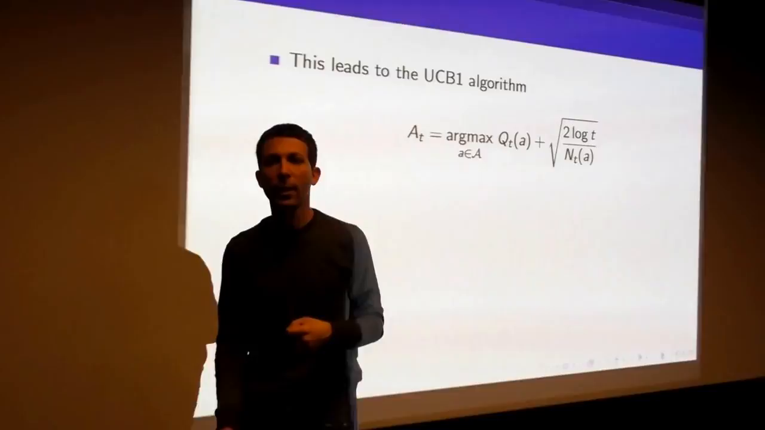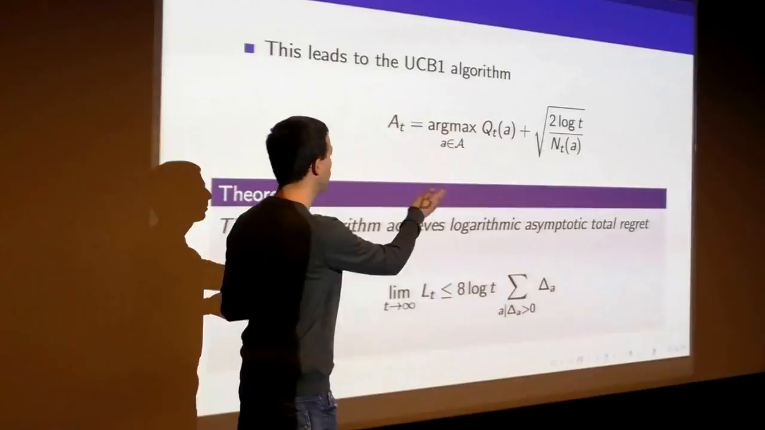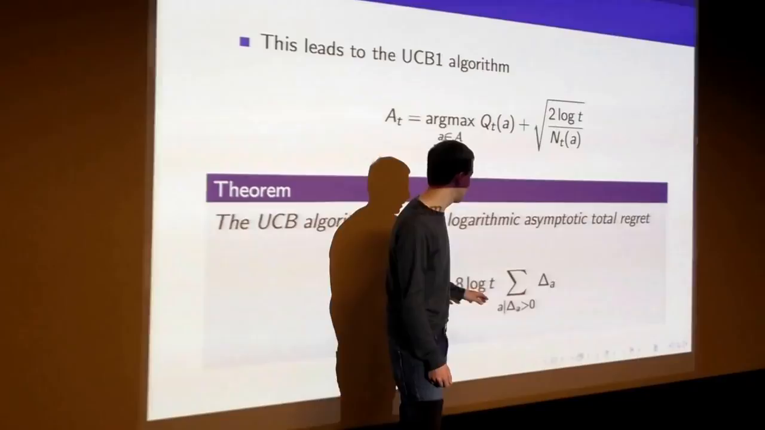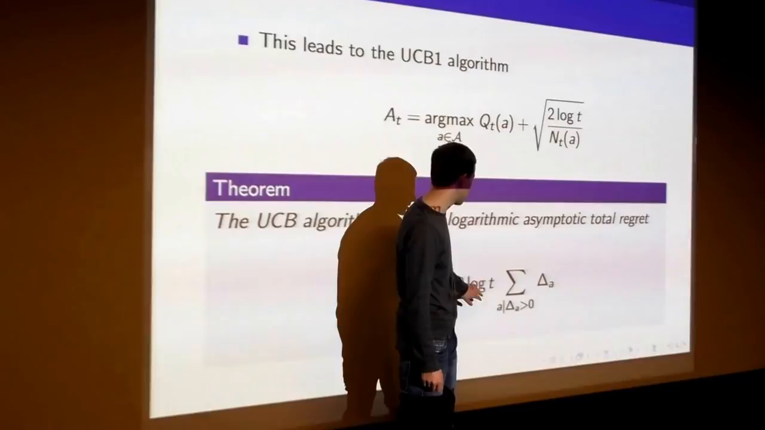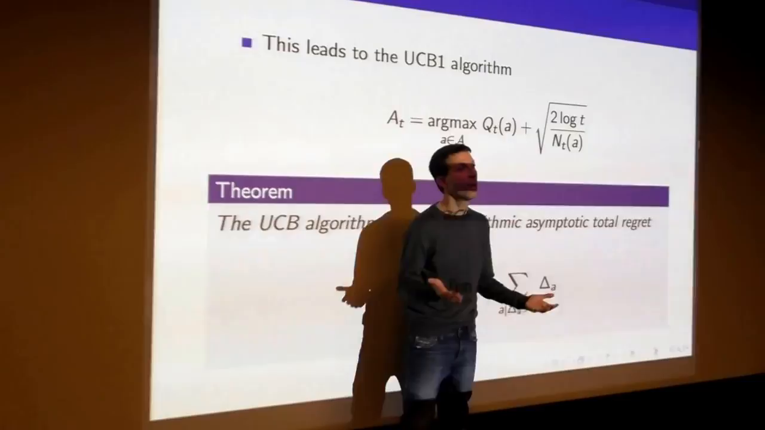And this actually then achieves this logarithmic asymptotic total regret. So it looks a lot like the lower bound, except we've lost one of the two terms. We don't have the KL term in there. But we do have the logarithmic. It's logarithmic in terms of the number of steps. It takes account of the action gap, but it doesn't know about the distribution, so it doesn't have this KL term in there.